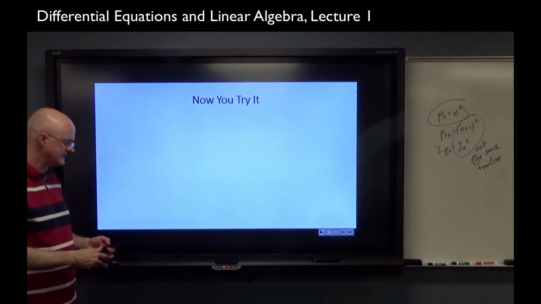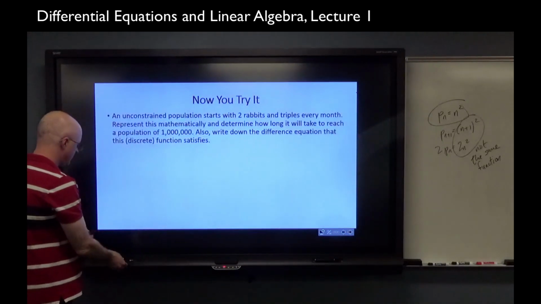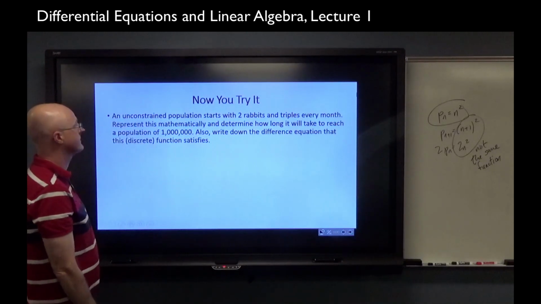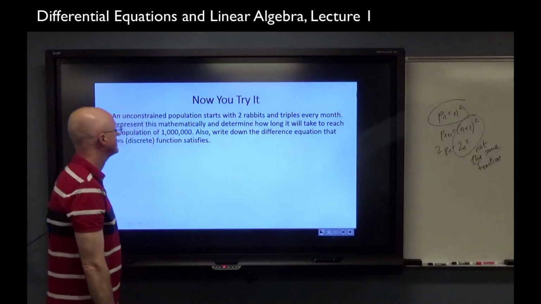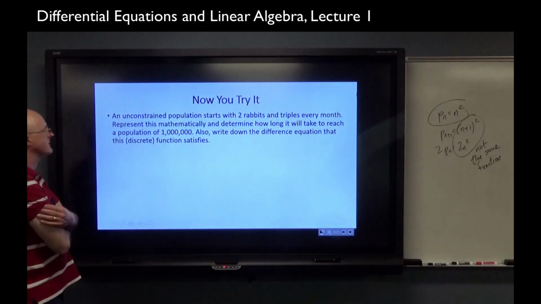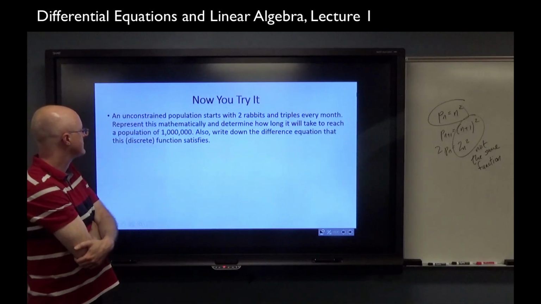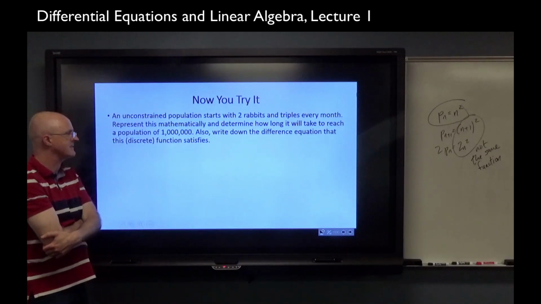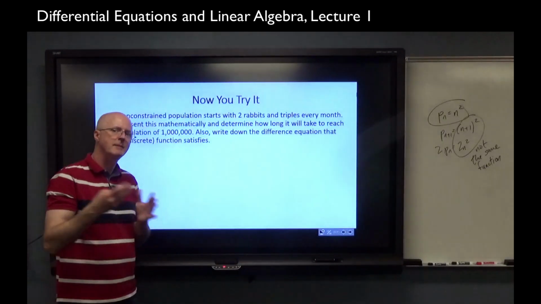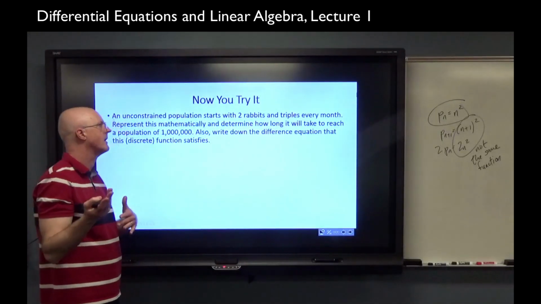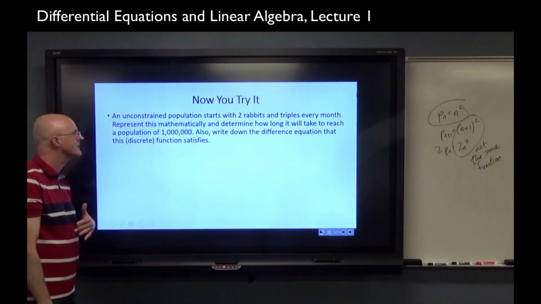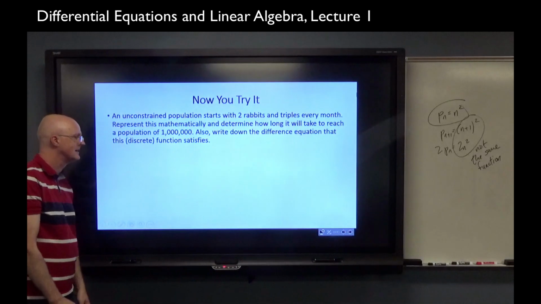Okay, now you try it. This is the point where you're going to try this. So you've got an unconstrained population starting with 2 rabbits, triples every month. So there's the key difference, tripling instead of doubling. Represent this mathematically and determine how long it will take to reach a population of 1 million. Also write down the difference equation that this discrete function satisfies. So you should pause the video now and take the time to figure this out, mimic what I did a few minutes ago. And then I'm going to show you the answer. Yeah, so go ahead and do that right now.